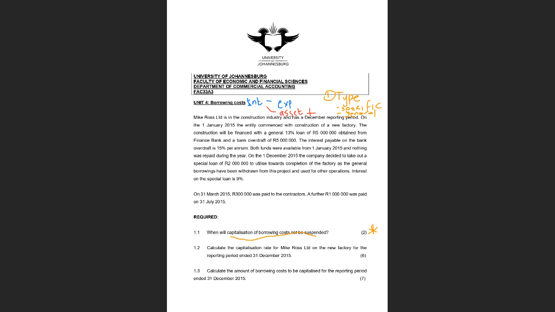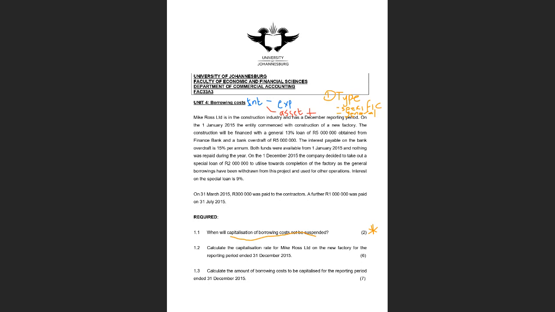Basically, it will not be suspended if it's just a temporary delay in time. Okay, so if you delay the project for just a temporary period or because of admin issues or something like that, then you should not suspend your borrowing costs capitalization. Okay, then 1.2 says calculate the capitalization rate of the new factory, and then 1.3 is to calculate the amount of borrowing costs to be capitalized.